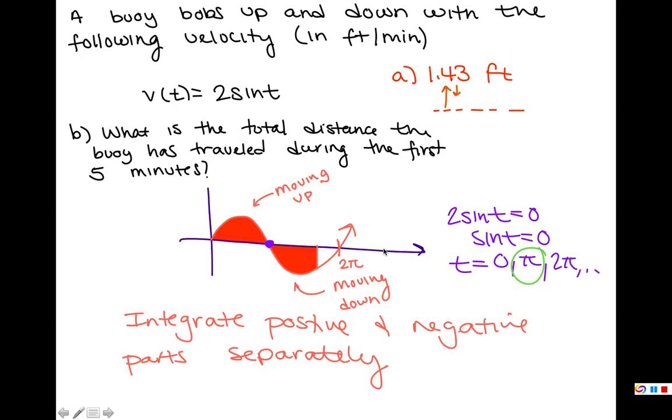And then you have to think about your unit circle. Where is sine equal to 0? That would be at 0, pi, and 2 pi. And so that point I've drawn in purple has to be at pi. It crosses at pi. And so now that we know where it crosses, we can integrate the positive and the negative parts separately.